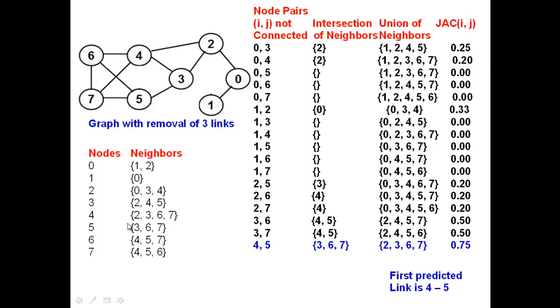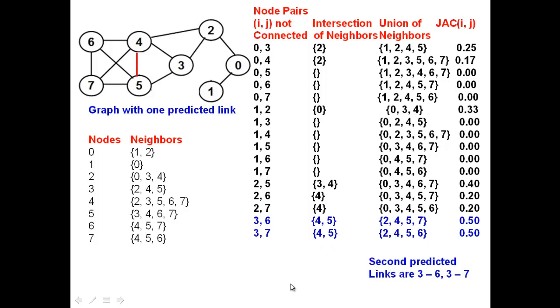For 4, 5, it is going to be 2, 3, 6, 7, and for 5 it is 3, 6, 7. So 3, 6, 7 are the common neighbors, the intersection. And the union is 2, 3, 6, 7. So the ratio is 3 over 4, which is 0.75, and that's the largest Jaccard coefficient value among all the node pairs. So the link is predicted to exist between 4 and 5.